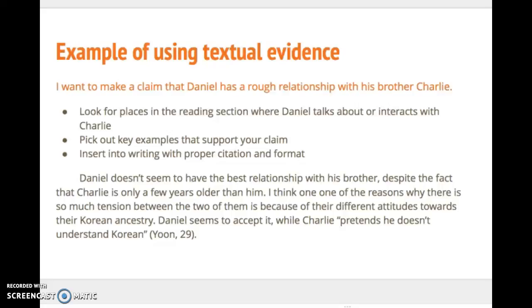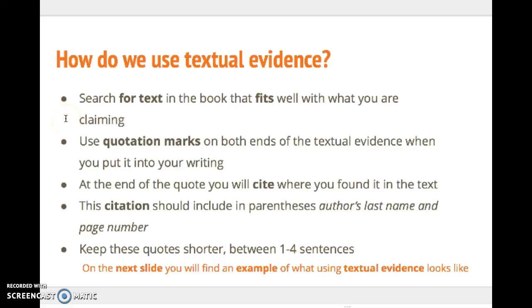Hi guys, so here I'm going to show you an example of using textual evidence in your writing. So say I want to make a claim that Daniel has a rough relationship with his brother Charlie. So as I said before, how do we use textual evidence? So we're going to search for text in the book that fits well with what we are wanting to claim.